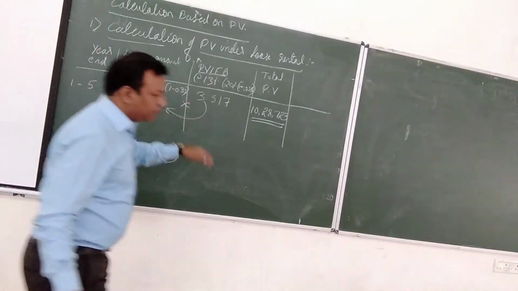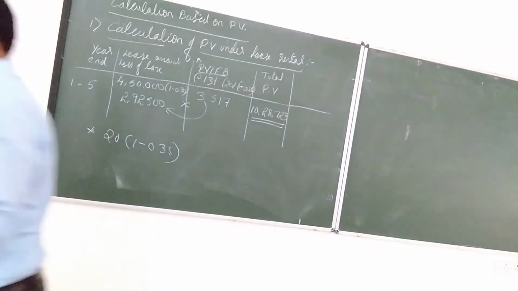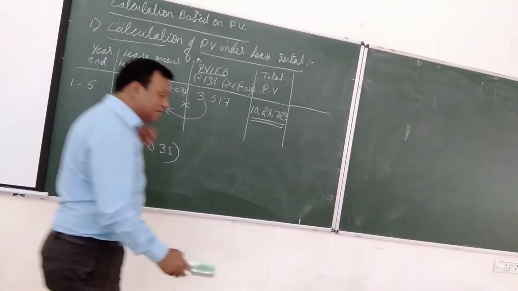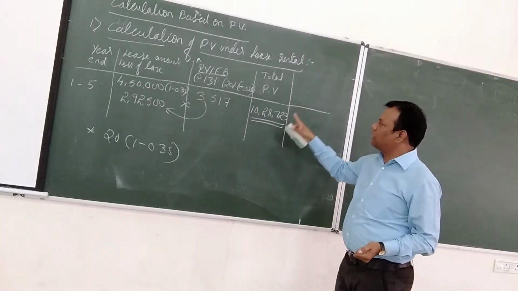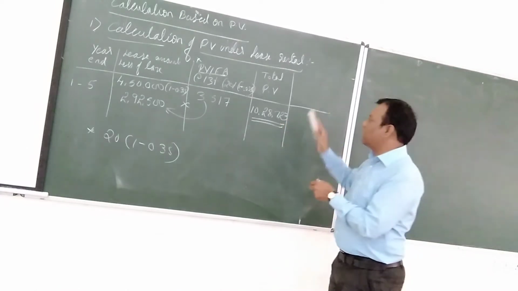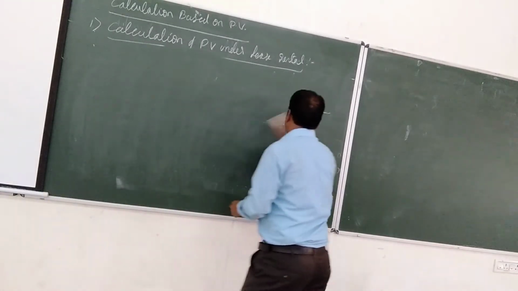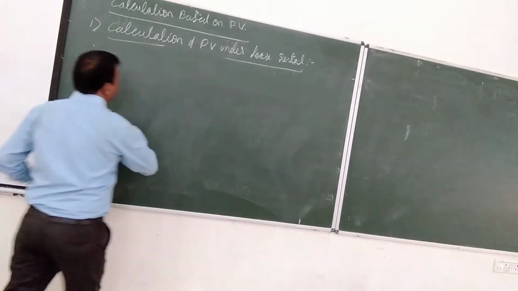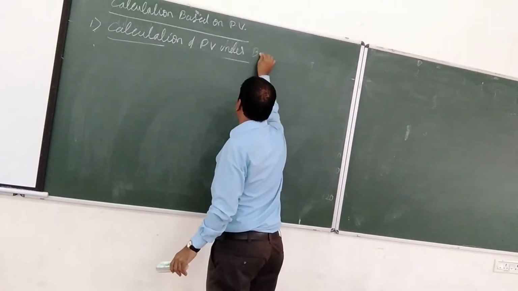Once you are clear with this, now we'll go for the second option, the buying option. So we have two options here: either we go for a lease rental of the machine, or we can buy it outright. The first one we discussed was the lease rental, where we got an answer of 10,28,723. Keep this in your mind. We go for the next one. The second option is the calculation of present value under the buying alternative.